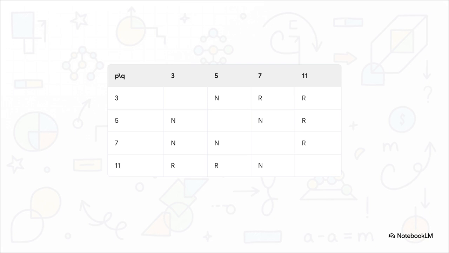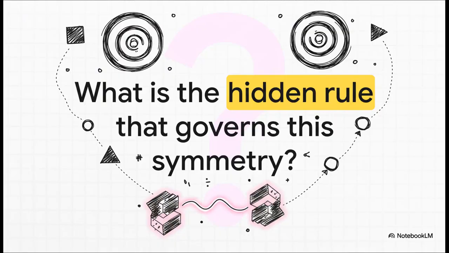For some of these pairs, the answer for p comma q is the exact same as the answer for q comma p. You can see they're perfectly mirrored across the diagonal. But for other pairs, it's the complete opposite. An R on one side corresponds to an N on the other. This is, well, it's way too organized to be a coincidence. Yeah, this is not random at all.